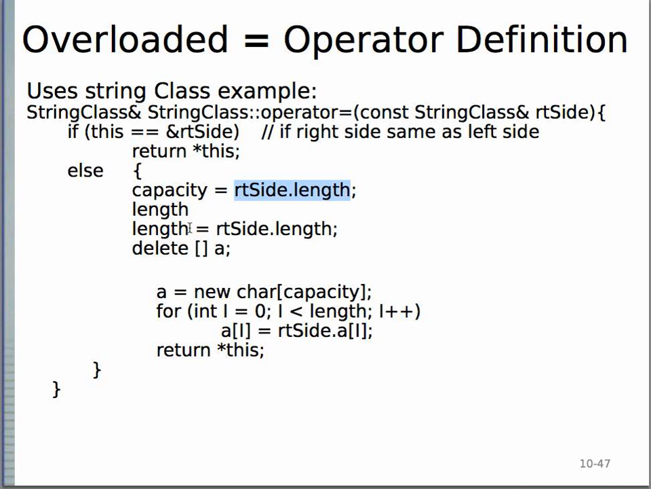And like in Java, you don't have to say this. Then we can delete the current array that's in this. So we're deleting the open close square bracket, this arrow A, and we don't need this arrow, so we just say A. Create a brand new array, and then copy everything over from the array on the right hand side into this array. And then when you're all done, you just return. You dereference this, that is, you get the object and you return an object of type string class. Okay, so this is what you need for the assignment operator to work.